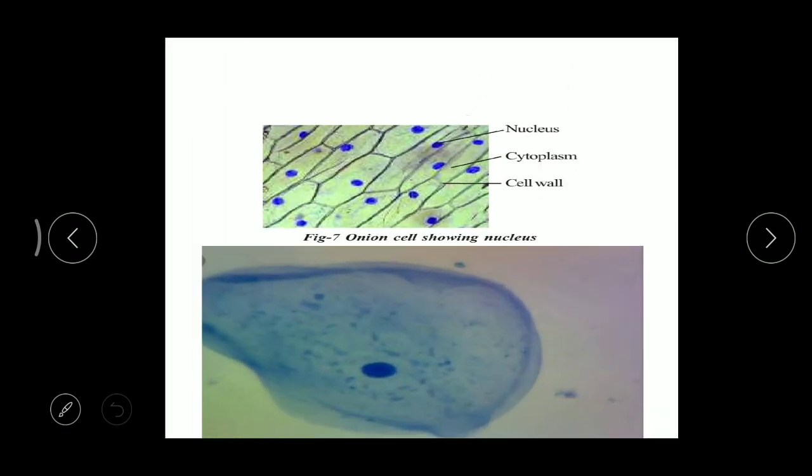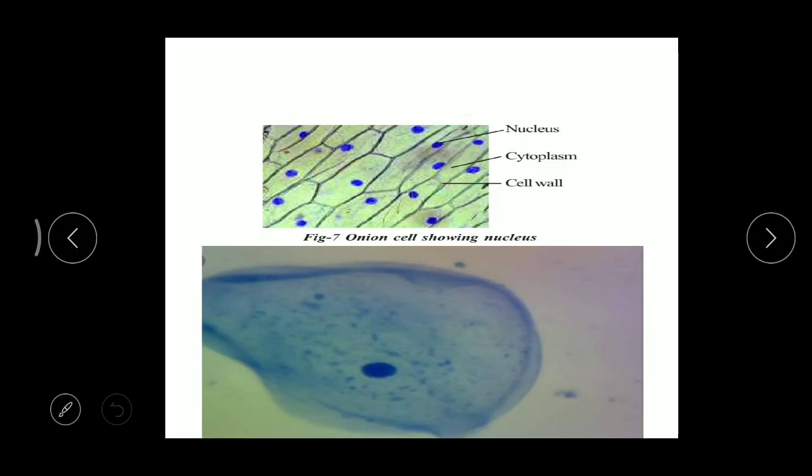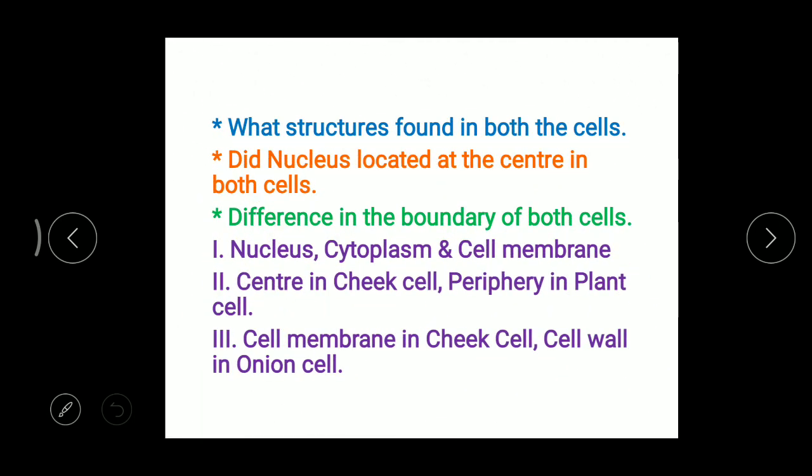Now let's come to another picture. Here you can find two diagrams. Already we studied about this. That is an onion peel, and this is a human cheek cell. So just observe these two diagrams very carefully, and regarding these two diagrams, we have a few questions to discuss. Right? So, what structures are found in both the cells?